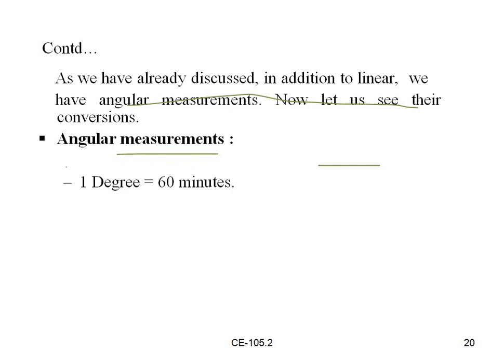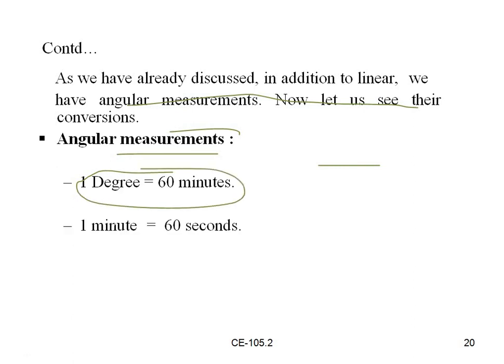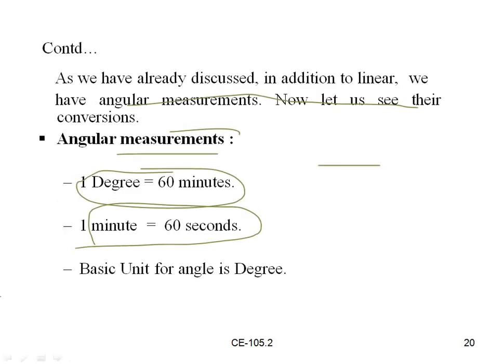In angular measurements, 1 degree is equal to 60 minutes, and 1 minute is equal to 60 seconds. And the basic unit for the angle is the degree. So now let us see the instruments.